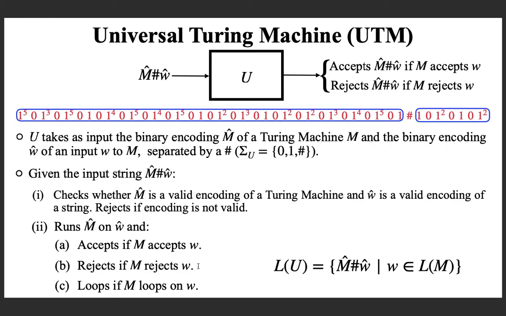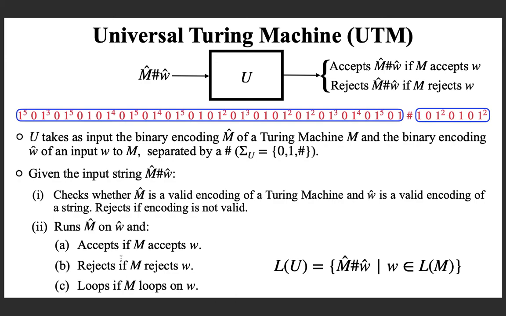Now suppose M is rejecting W, then the universal Turing machine will reject its input. And suppose M is looping, even in that case, because the universal Turing machine is looping, U will not accept. So this is precisely the language of the universal Turing machine, which is the set of all Turing machines M and an input W such that M accepts W.